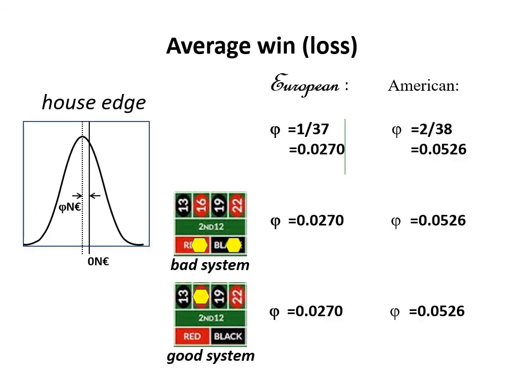To resume, your average win in roulette will always be negative. It means that on average you will always lose. And that is independent of your playing strategy. We can show that a bad system results in exactly the same negative bias as a good system. It only depends on the type of roulette. We can calculate that for American roulette, this negative bias is twice as high.